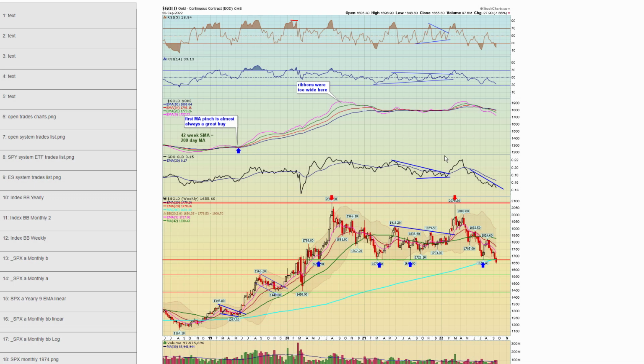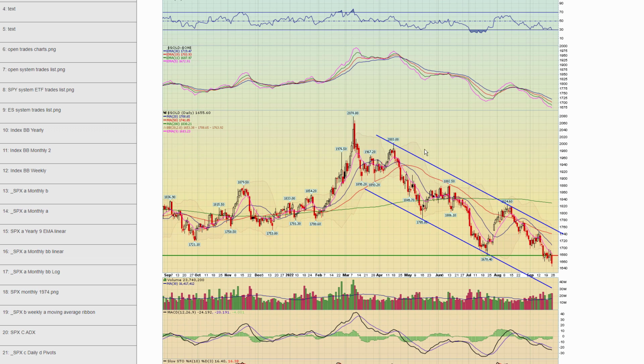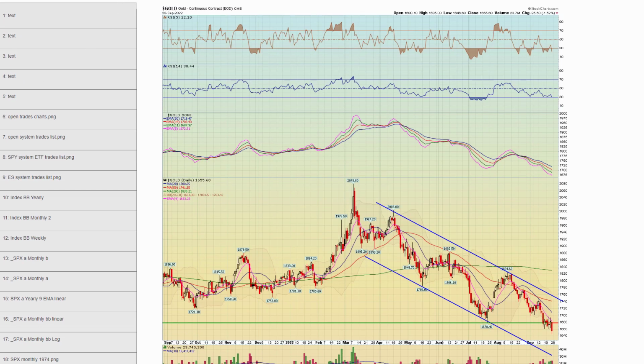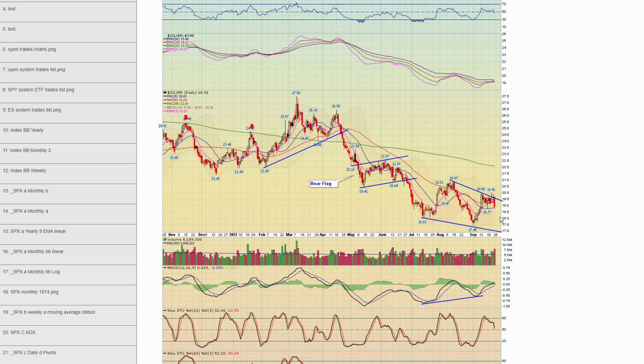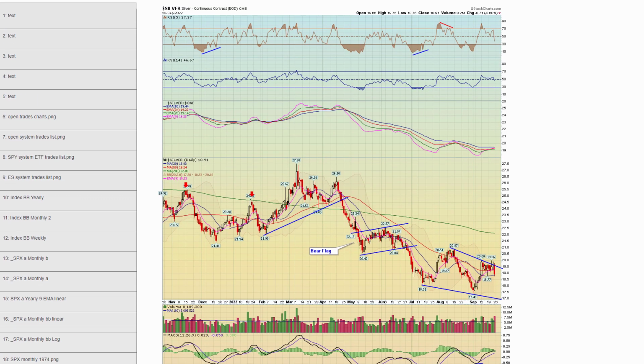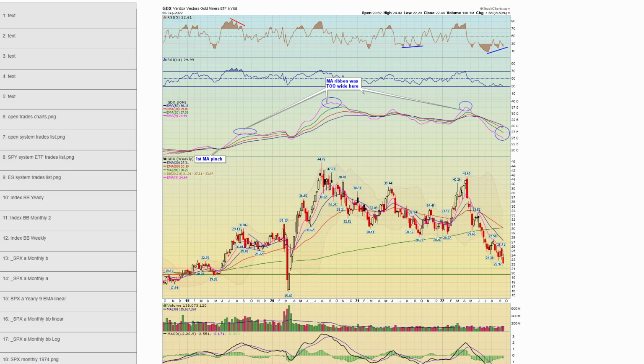Next, chart 78, here's the daily view of gold, just keeping it simple. It's in this downtrend channel. It's been downtrending since March. Next, chart 79, silver. It is holding up a little better, but it was down nicely on Friday. Next, chart 80, GDX, gold miners, down 6.5% for the week.